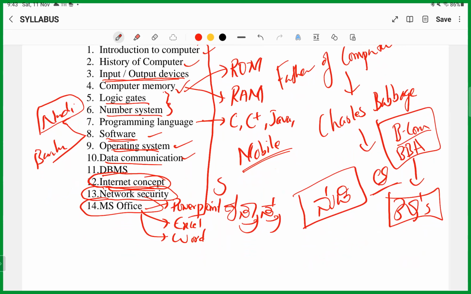How many of you are already aware of these things like PowerPoint, Excel, Word? You might have studied in schools, right? Basically we use Word for typing. Excel is used to store the data basically, and PowerPoint.